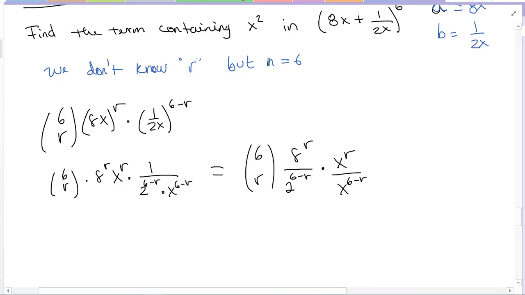Now remember, we're trying to find the coefficient of x squared. So I've gotten my x's separated here. So I want this to be equal to x squared. So that's what we're going to work with.